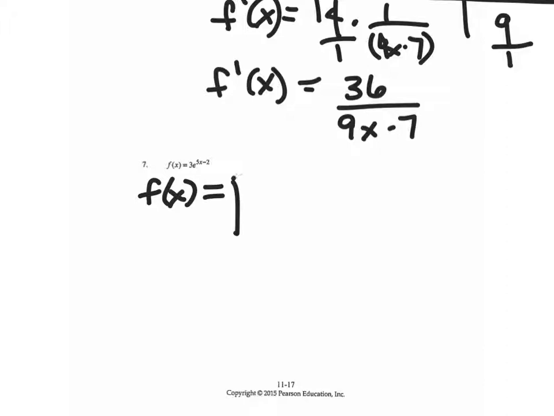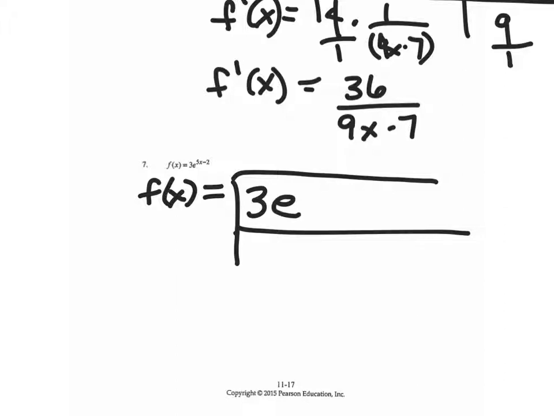Now, tell me what you think would be my outer function. What would I write in this first box? 3 times e to the something. Put a parentheses there. Very good. And what is my inner function? What goes in the something? 5x minus 2. Excellent.